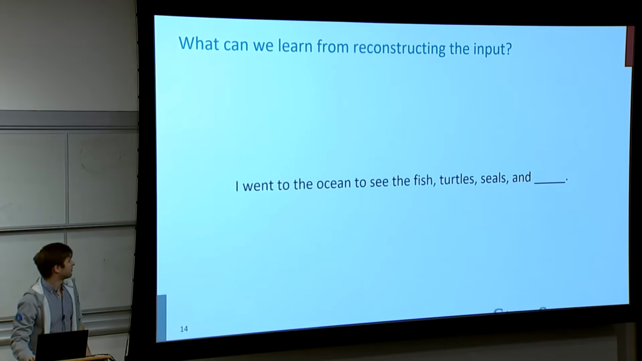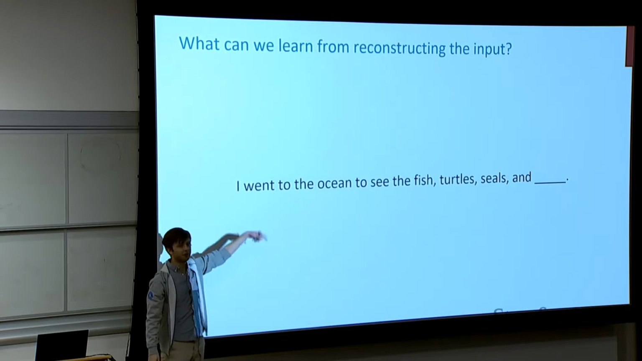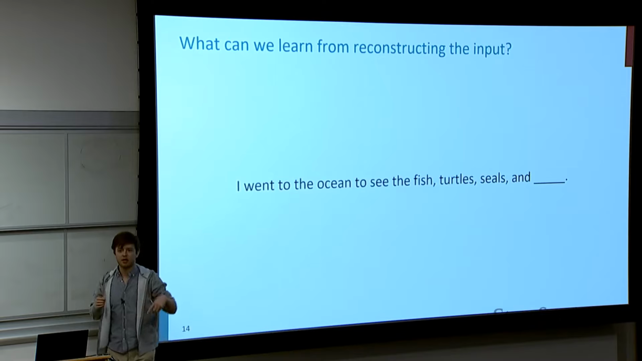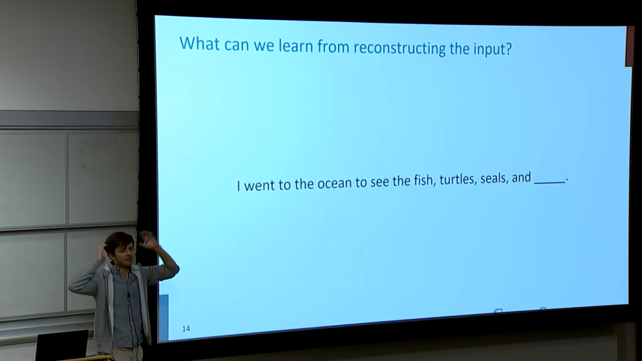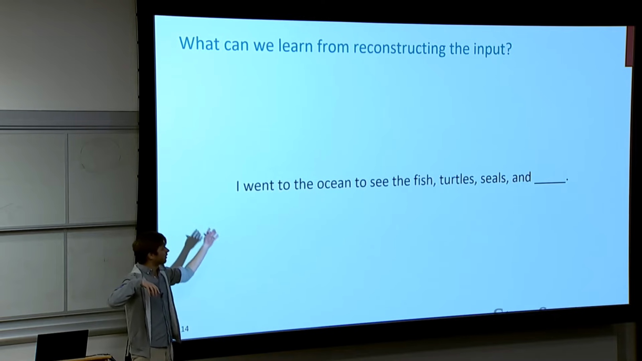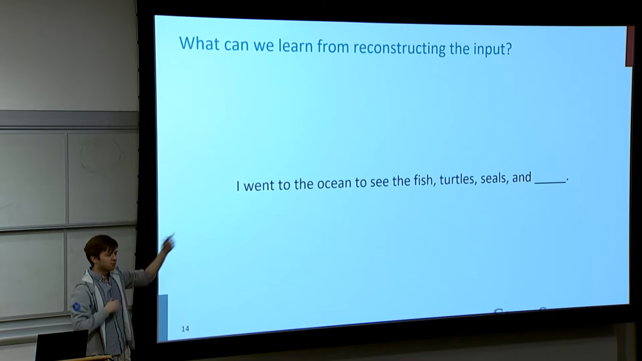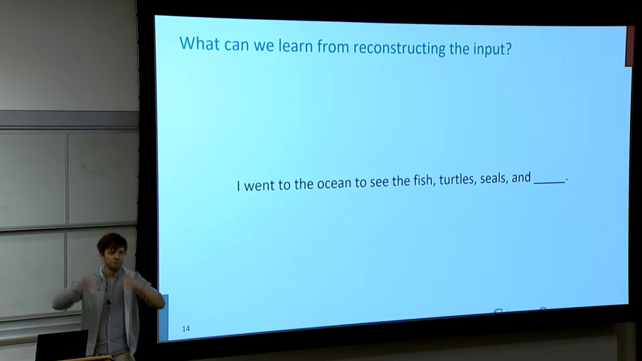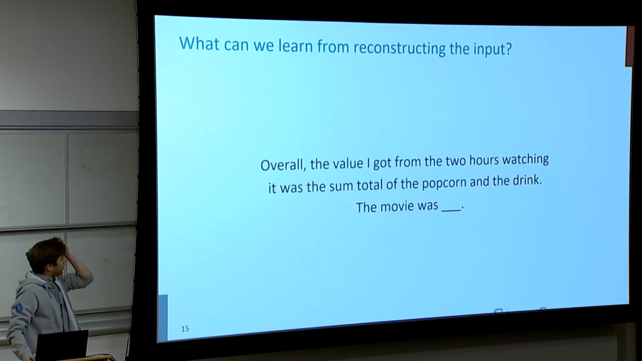It can learn things about semantics. So if I went to the ocean to see the fish, turtles, seals, and blank, then the word in the blank should be a member of the class that I'm thinking of as a person writing this sentence, of stuff that I see when I go to the ocean, right? So in order to do this prediction task, maybe I learn about the semantics of aquatic creatures. Okay, so what else could I learn?